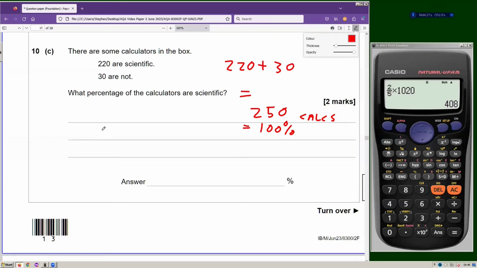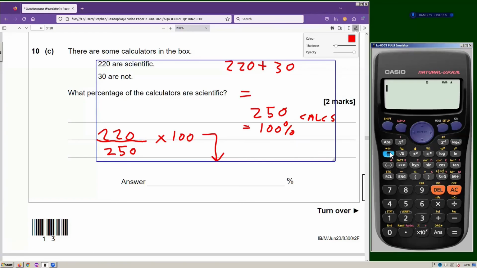What percentage of the calculators are scientific? Well, then we just go 220 divided by the 250, because that's our 100% point, times by 100. And again, I'm going to put the answer straight down there. Use our fraction key like this. 220 over 250, move it across, times 100. Equals 88. Yes, 88%.